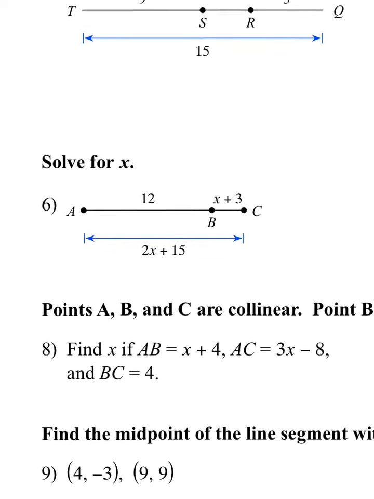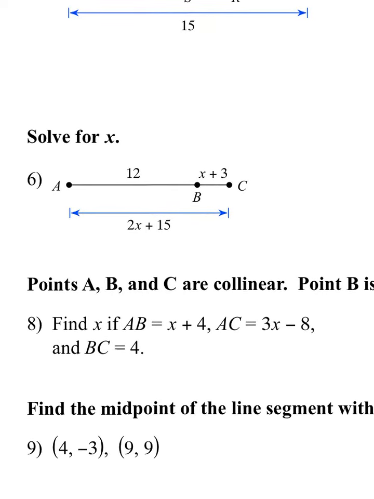So for number 6, we know that our two smaller segments, I'm going to highlight AB and BC. When I add those together, I'm going to get the total segment from A to C. Before we had 3 smaller segments right next to each other, here we just have 2 adding up to the total. So I'm going to set up this equation. I have 12 plus x plus 3 equals that total 2x plus 15.